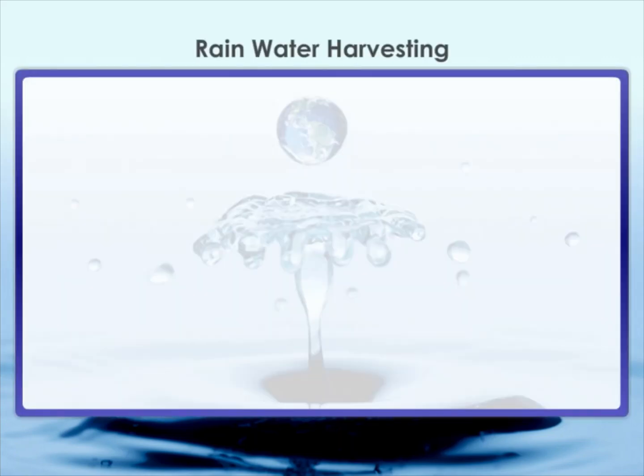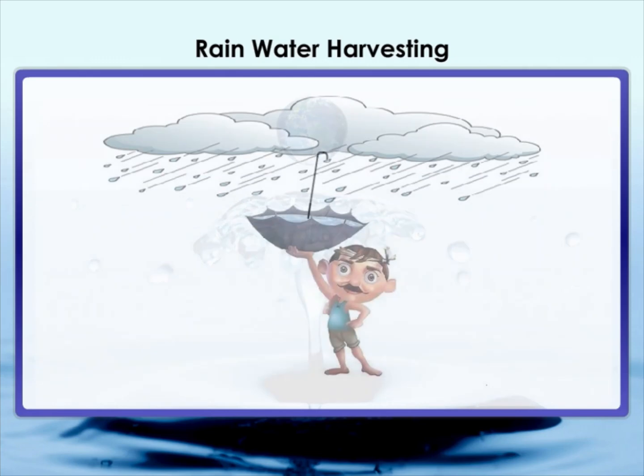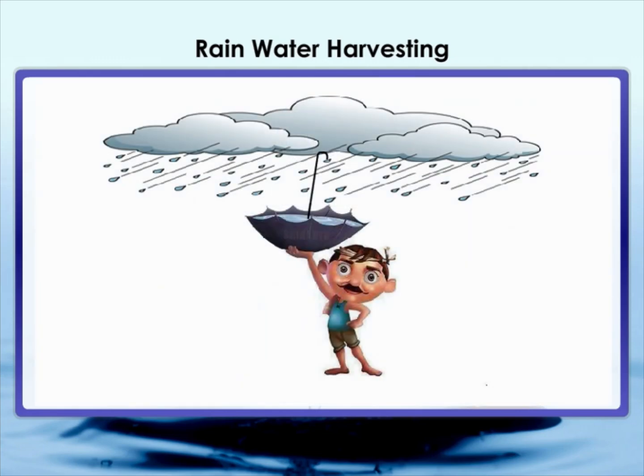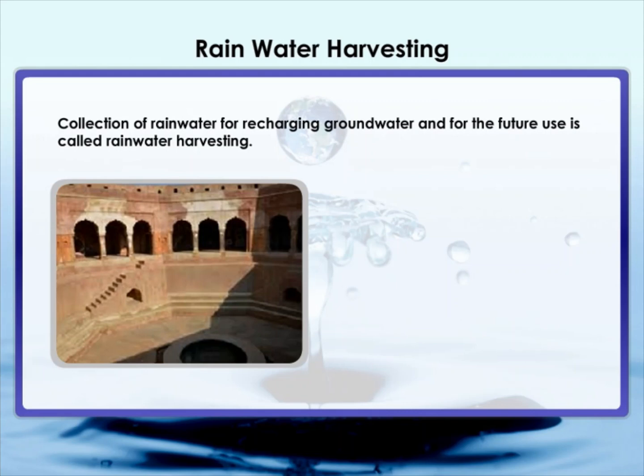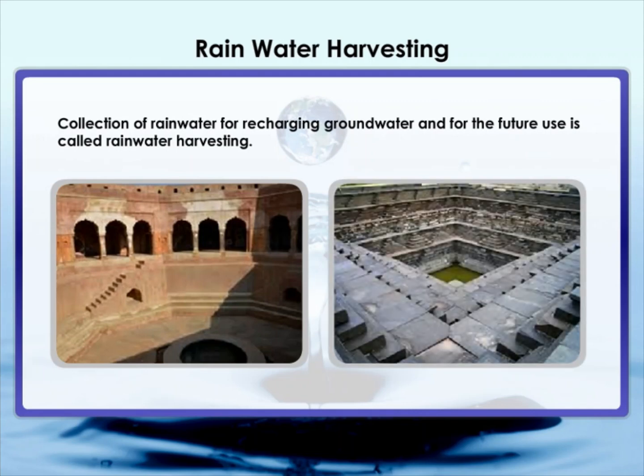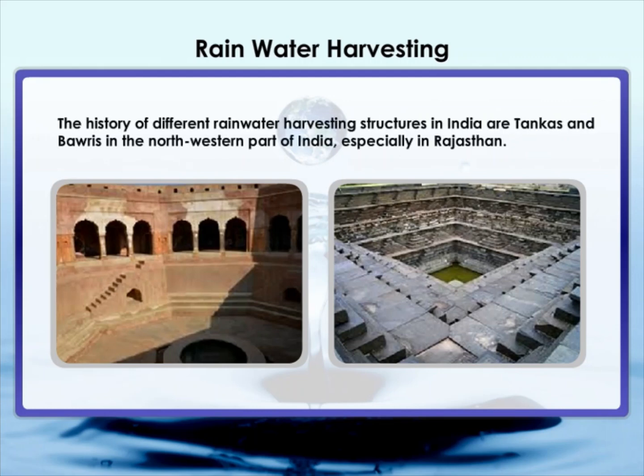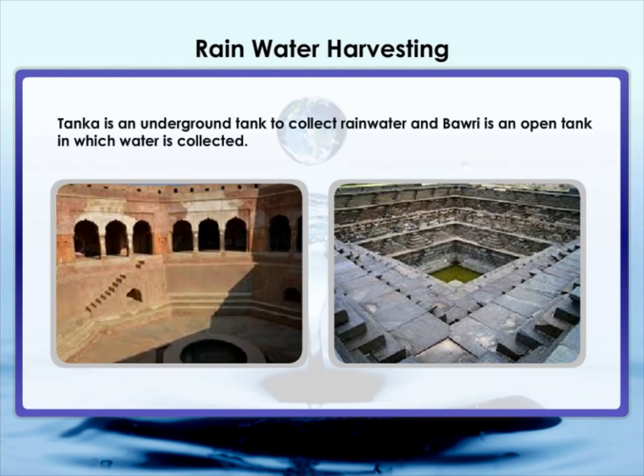Rainwater harvesting. Collection of rainwater for recharging groundwater and for future use is called rainwater harvesting. Examples of different rainwater harvesting structures in India are tankas and bavris in the northwestern part of India, especially in Rajasthan. Tanka is an underground tank to collect rainwater and bavri is an open tank in which water is collected.